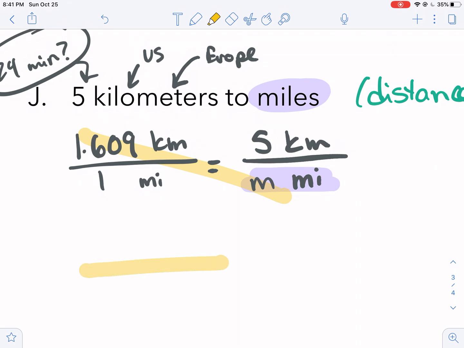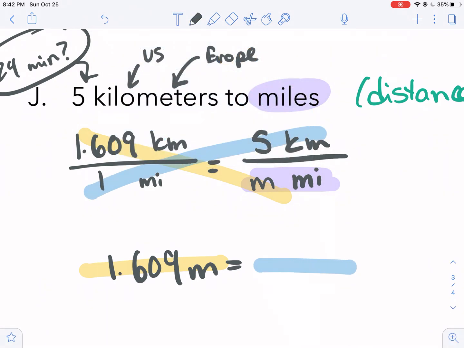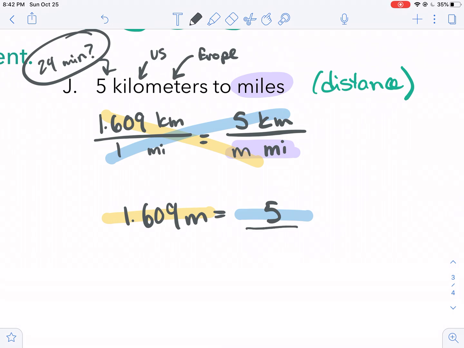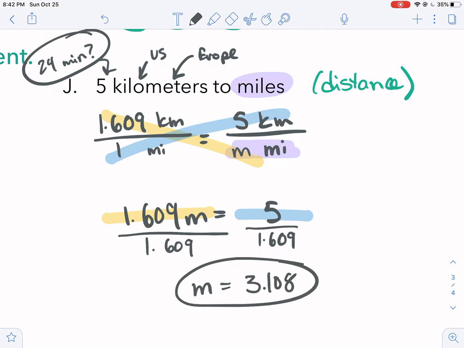1.609 times m is 1.609m. Cool. And the real tough one, guys. 1 times 5 is 5. Super. And then for this one, we could break out our calculator, or we could do some sneaky long division. Either way, we want to do 1.609 divided on both sides so that these guys cancel out. 5 divided by 1.609 is 3.108. So the miles we have is 3.108 miles.